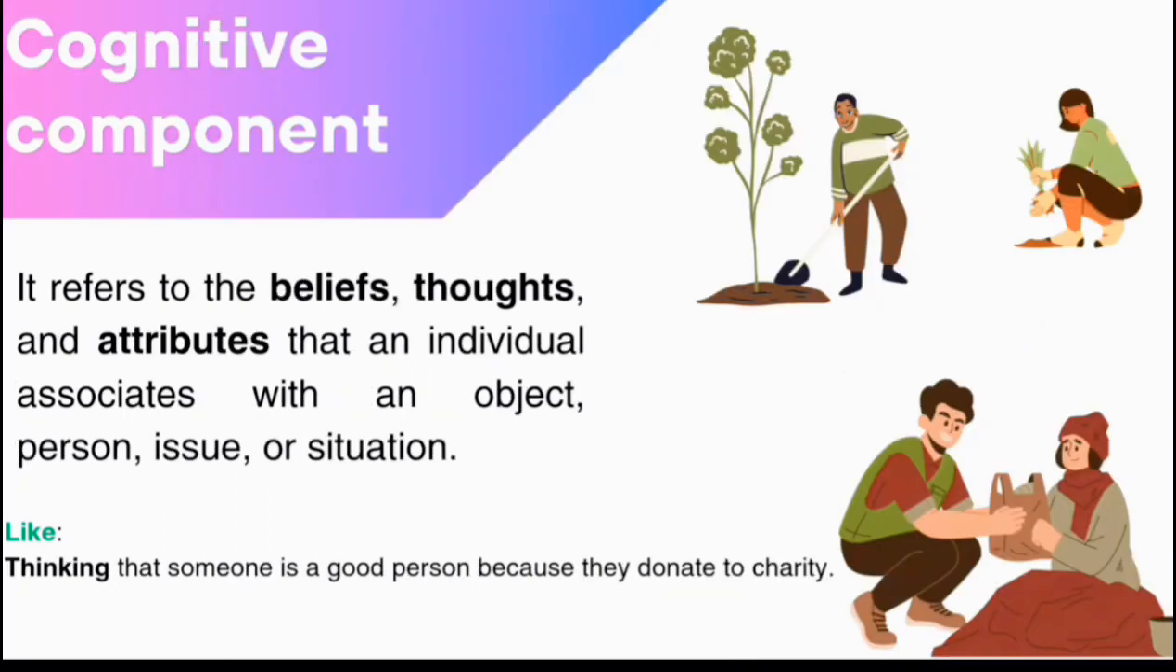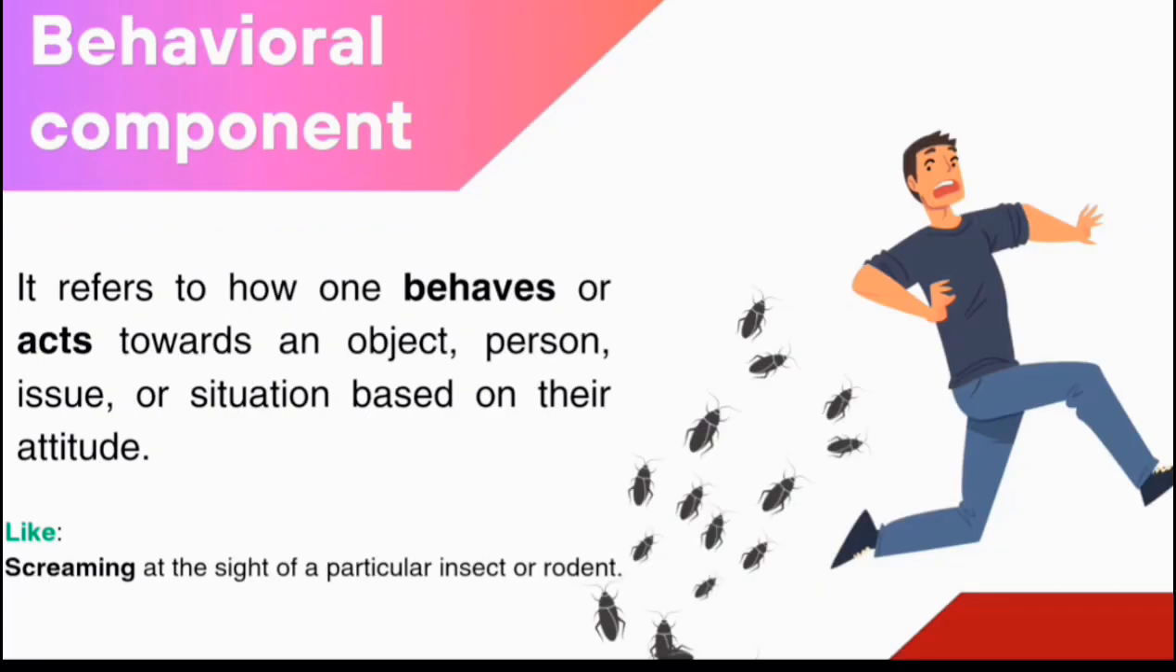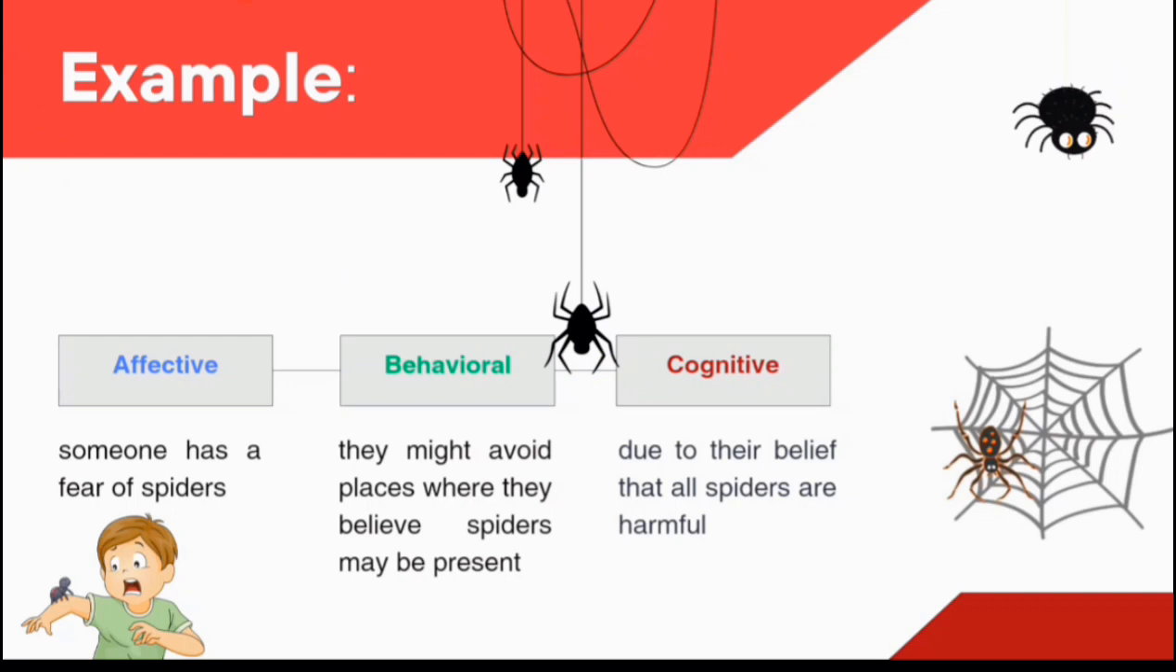Here we have cognitive. Cognitive component means beliefs, thoughts, and attributes that an individual associates with an object, person, issue, or situation. So, for example, thinking that someone is a good person because he donates to charity. It is about thinking. Maybe he is good or maybe he is not, but it is cognitively thinking that he is good.